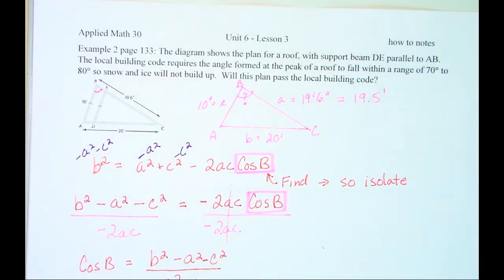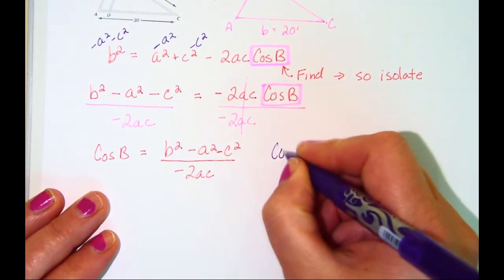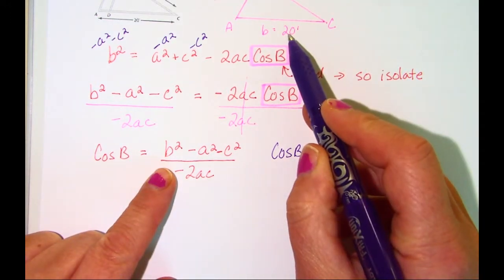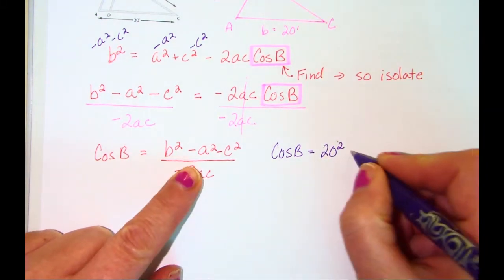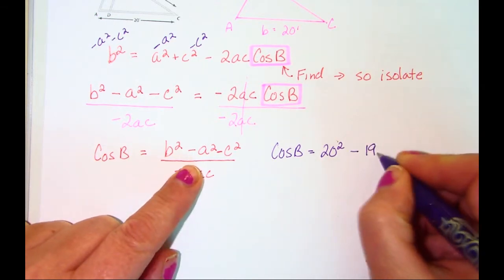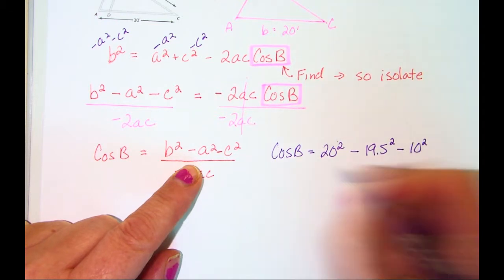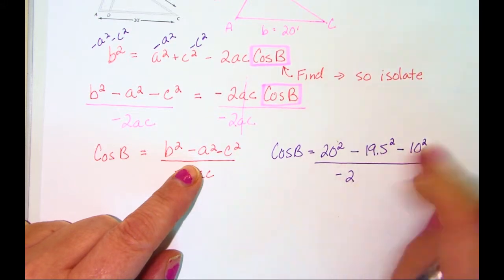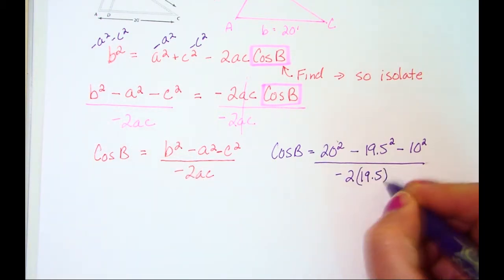Now I just plug my numbers in and solve. So I'm just going to put my numbers in now. So I have cos of b equals, b is 20, right? 20 squared minus a squared, which I have 19.5 squared, minus c squared, which is 10, all divided by negative 2. And it's always these last 2 times 19.5 times 10.